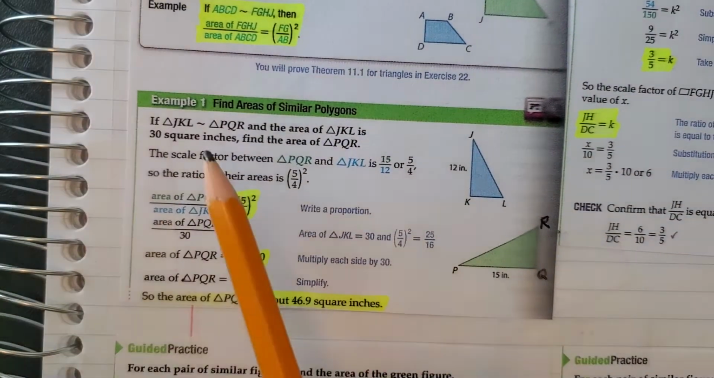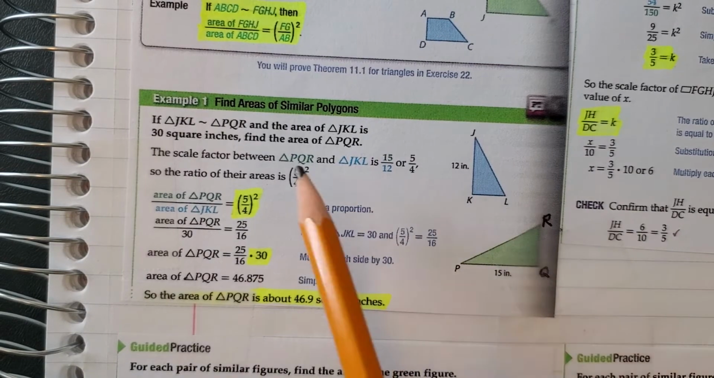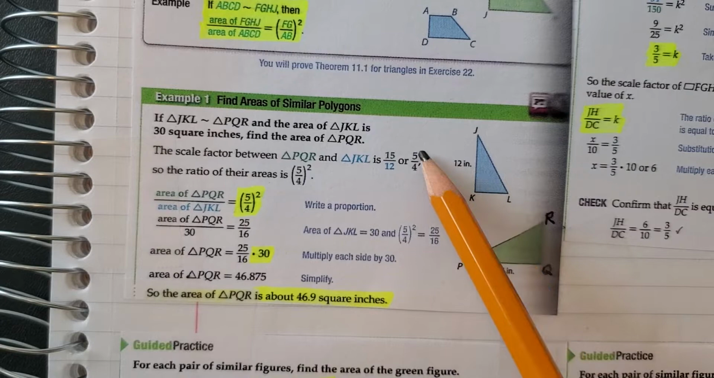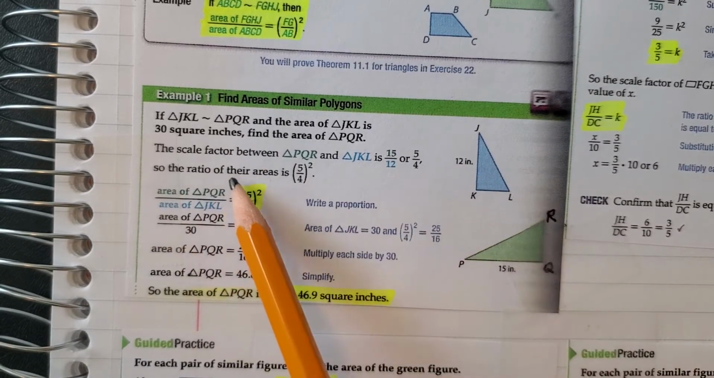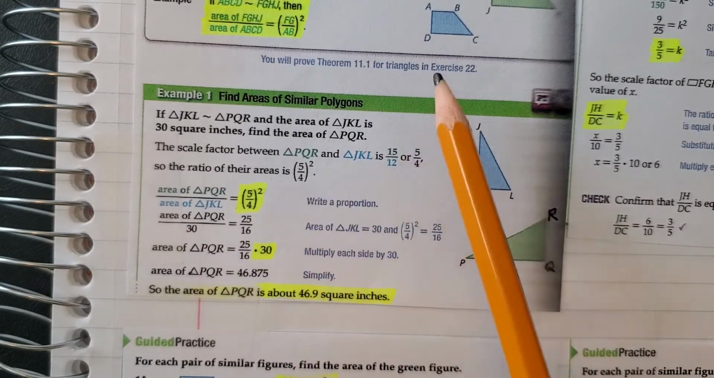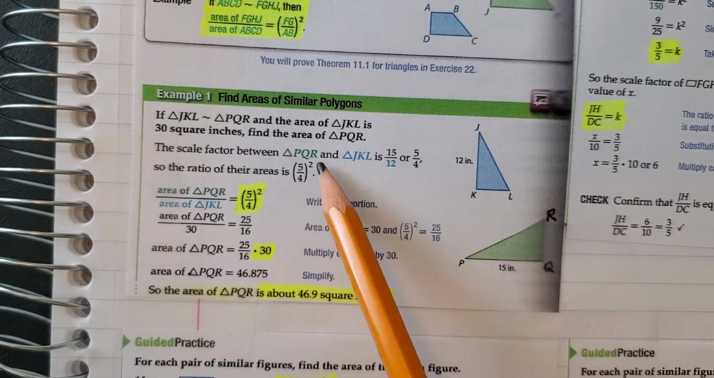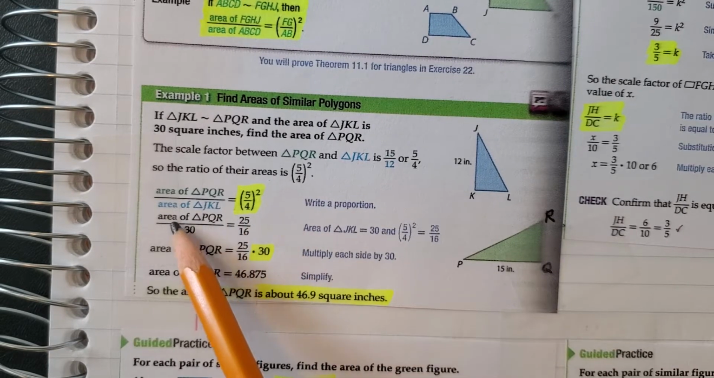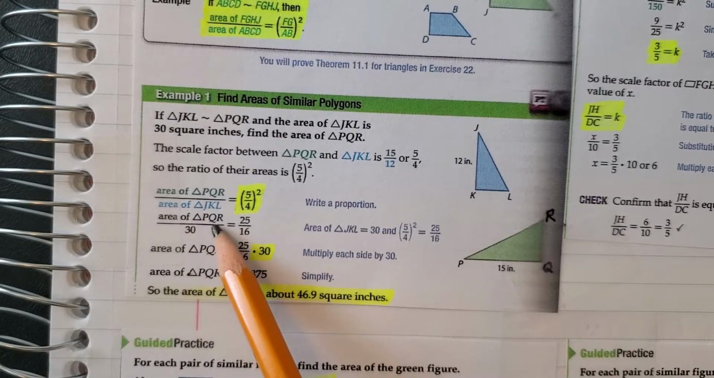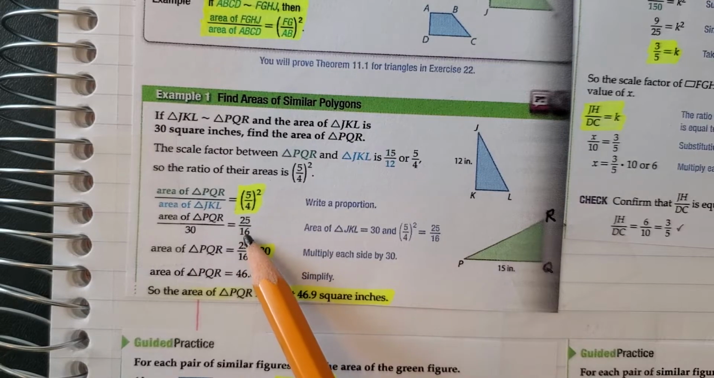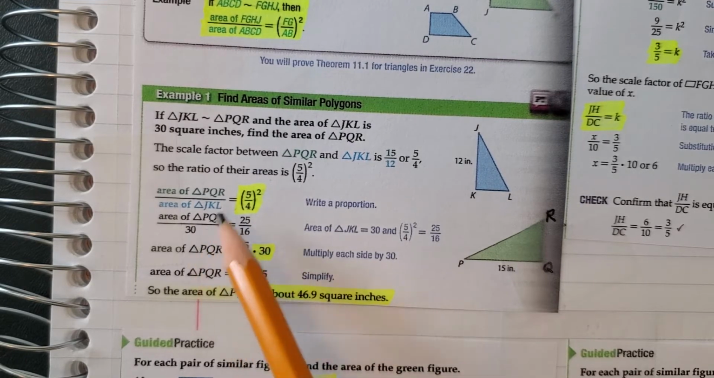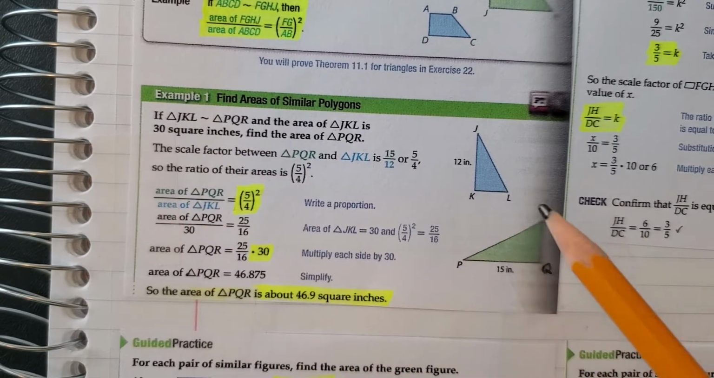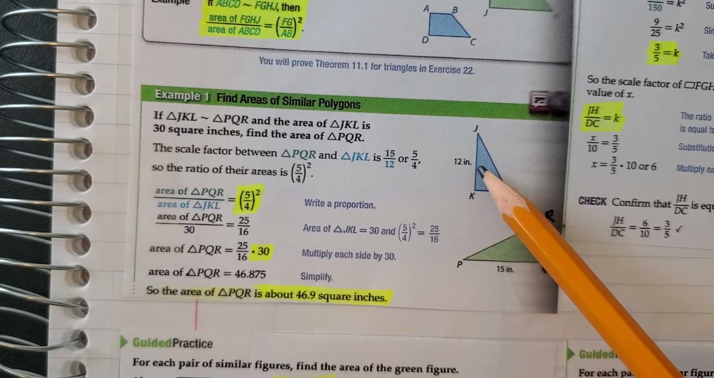Here we go. If the two triangles are similar, the scale factor between the two is 15 divided by 12, or 5/4. So the ratio of their areas, instead of just the sides, is 5/4 squared. We would say the area of triangle PQR over 30 is 25 over 16. Now, where did we get 30 from? It said the area of triangle JKL is 30 square inches. So here's JKL, 30 square inches right here.